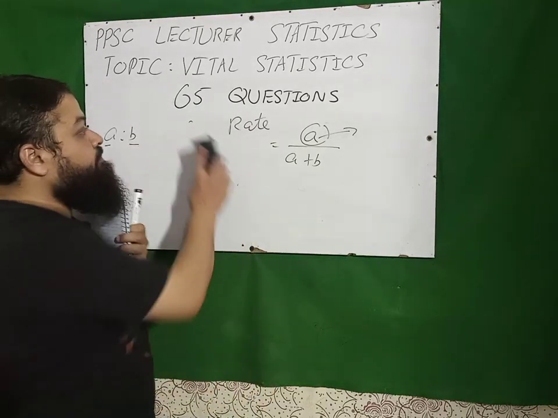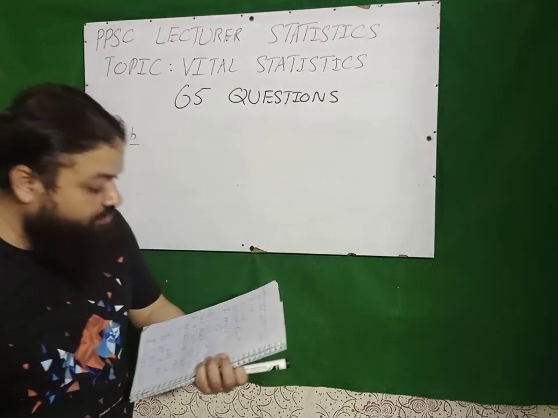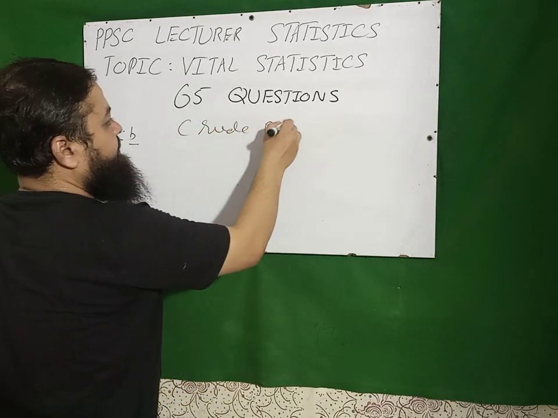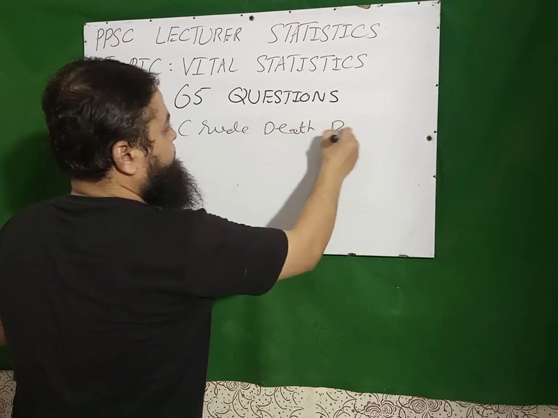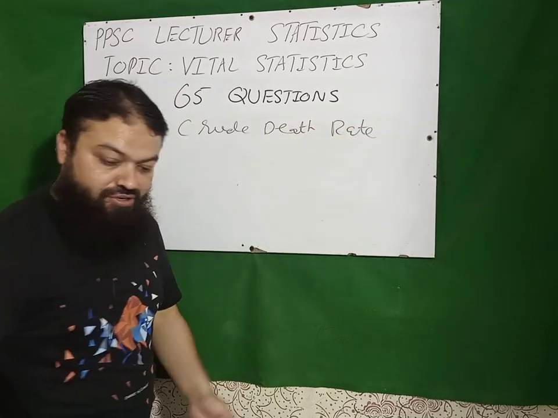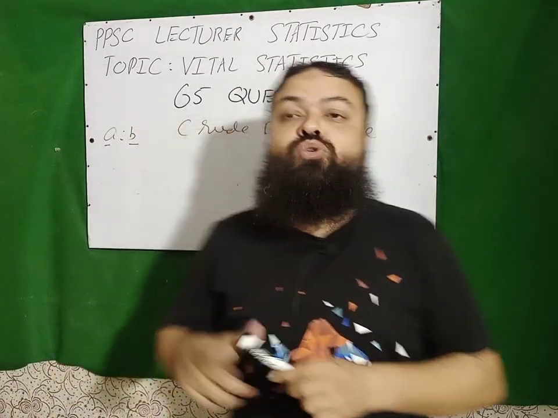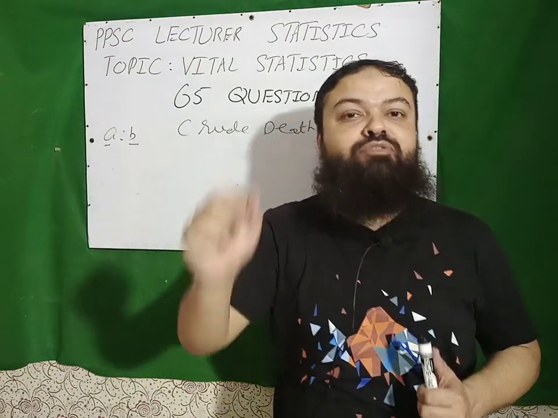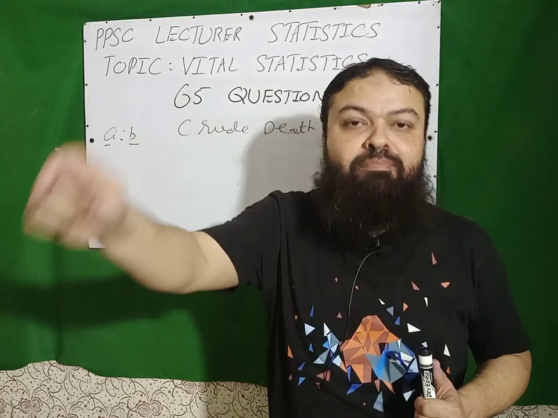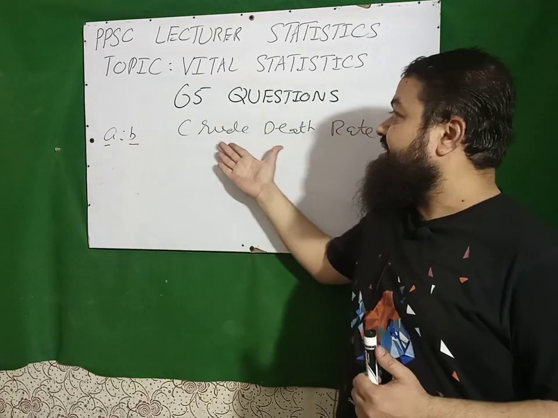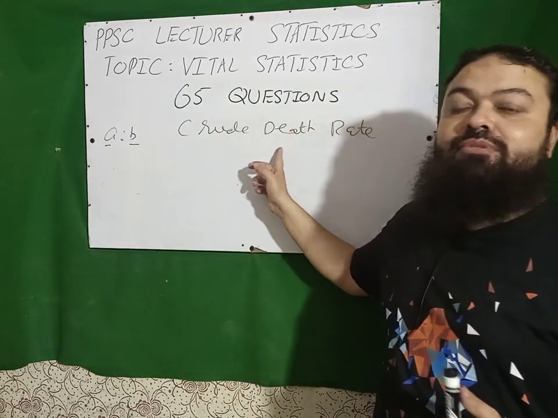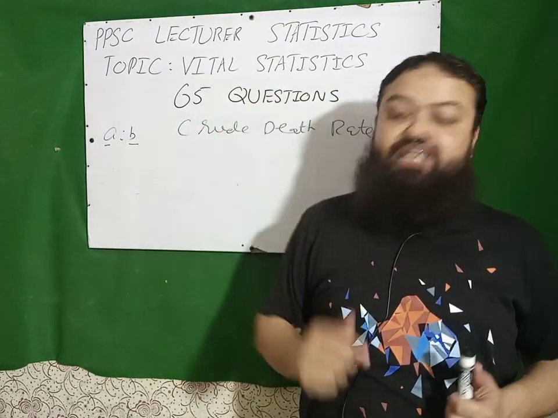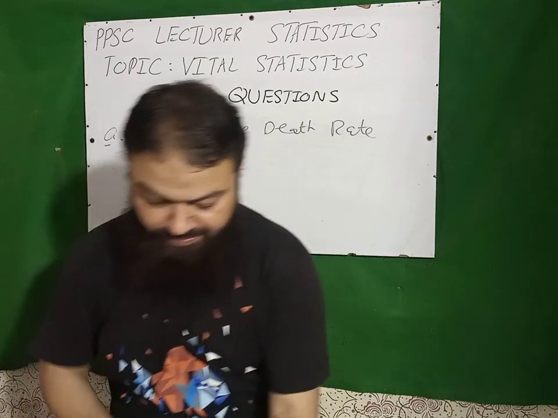And there are important rates I will have to discuss with you. The first one is crude death rate. A very important MCQ. Crude death rate is used for finding the probability of dying of a person in a given period of time. It is the ratio between the total number of deaths registered to the mid-year population of a given period of time. A very important one.